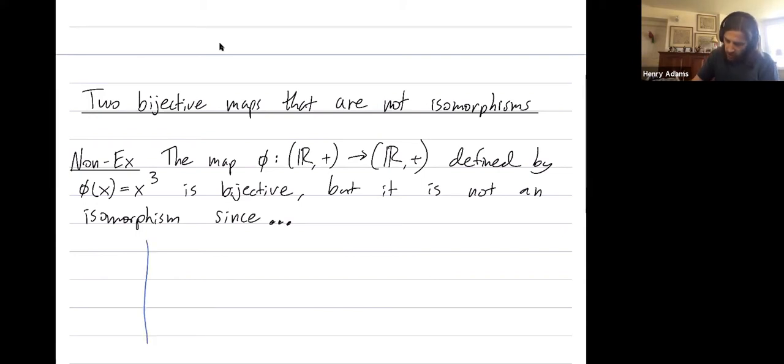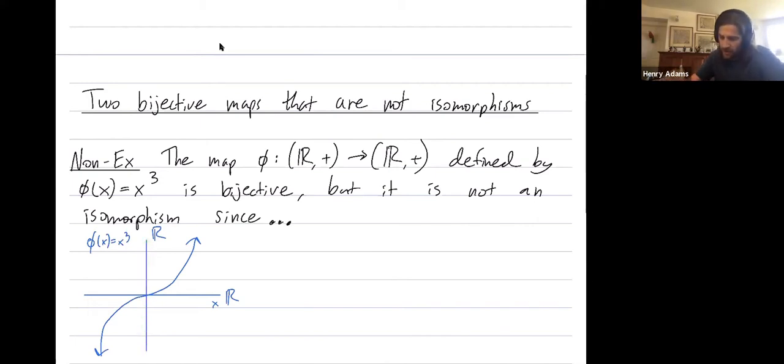You could actually draw this function because we're going from the reals to the reals. And when you have a function from the reals to the reals, you usually draw the graph of this function in the plane. What does this function x goes to x cubed look like? Well, it looks something like this. And you can see that it's a bijection because every possible input gets mapped to a different output, and every possible output indeed gets hit.